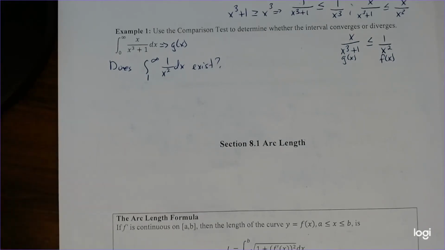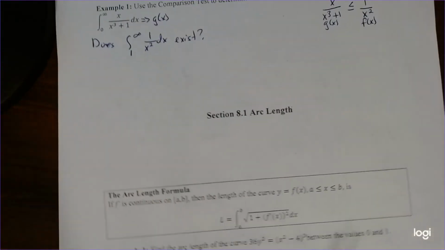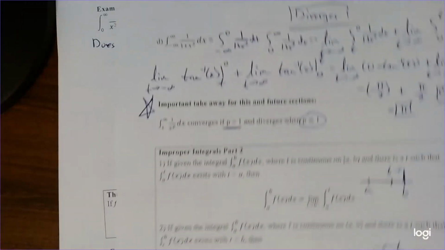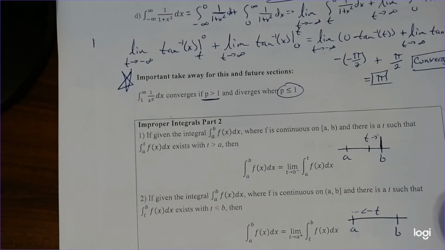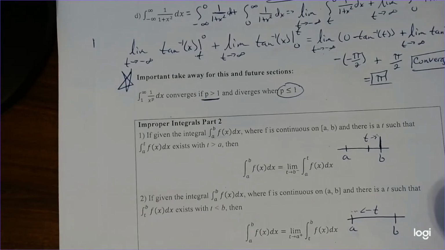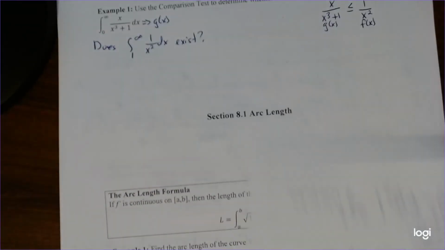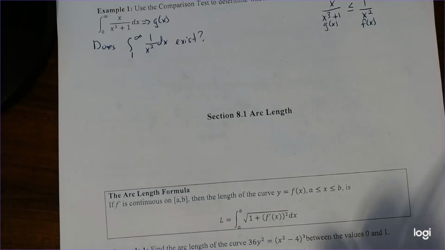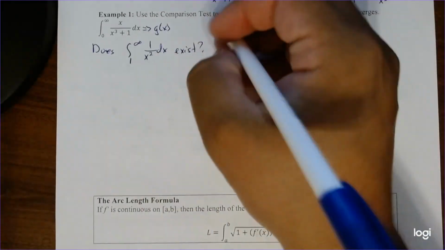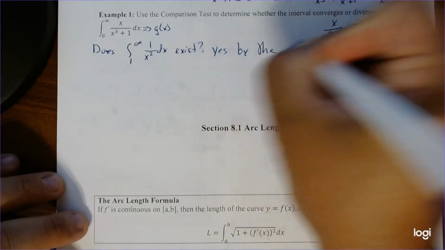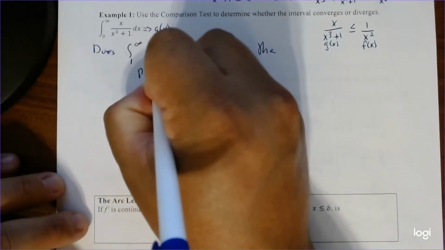Well, remember that little hint I told you guys about earlier? The integral that's going to help us a lot. The p-test. That's exactly what we have there. This converges if p is greater than 1. And in this case, p is greater than 1. p is 2. So therefore, this is a yes by the p-integral test.